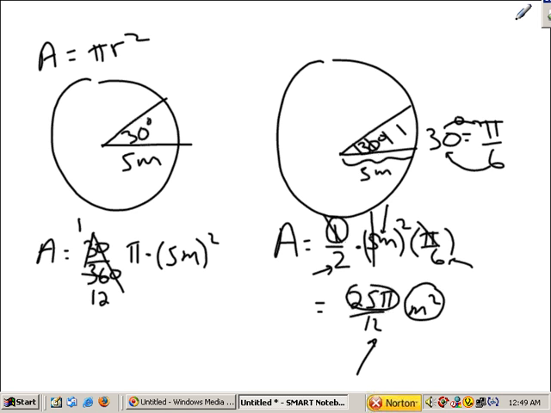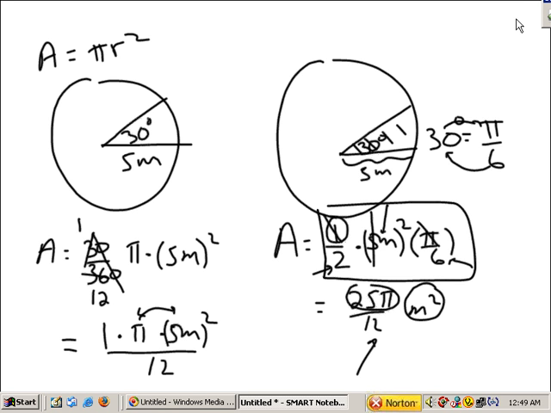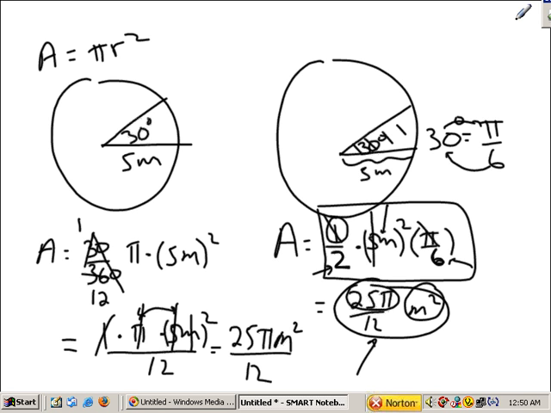But that's exactly what we had before. We have 1 times pi times 5 meters squared over 12. Other than switching the order of those two, that's exactly what I have here. I mean, here I have 2 times 6, but that is 12. For example, 5 squared is 25, times 1 is still 25, times pi is 25 pi, times meter squared, which is meter squared, over 12. Same answer that we got up there.